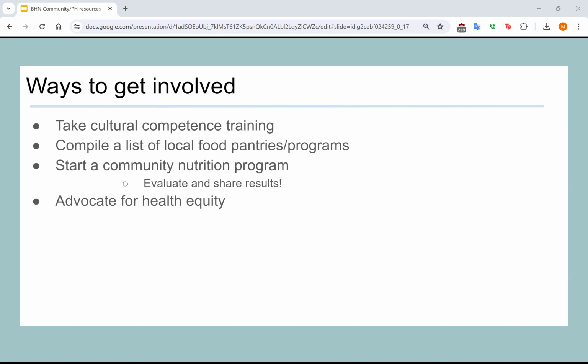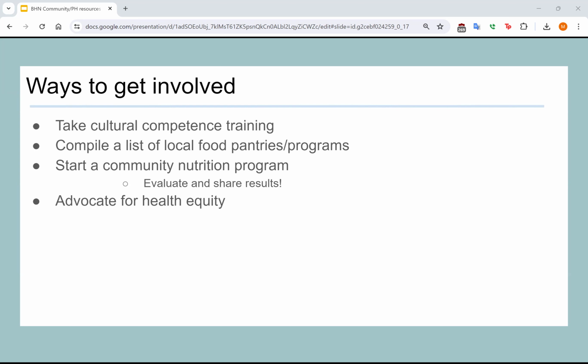And then you can start a community nutrition program. So maybe nutrition education, maybe one of the IDD cooking or gardening programs. That could be even at your place of work, where you could provide more education and see all of your patients at once to really help the community. If you do that, it would be very helpful to provide an evaluation and share results because, as you can see, there's just not that much information at this time.